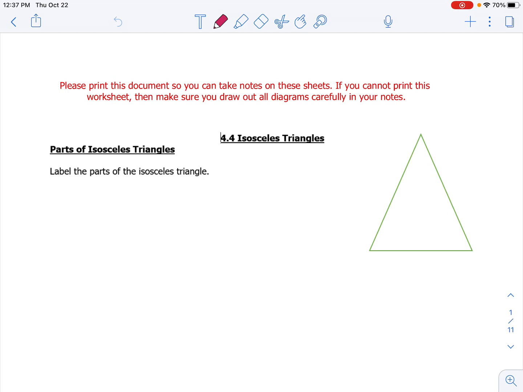So, parts of a triangle, parts of an isosceles triangle. This is review. We've already talked about isosceles triangles before in our triangle unit, but now we're going to see how we can use our knowledge of isosceles triangles within triangle proofs.